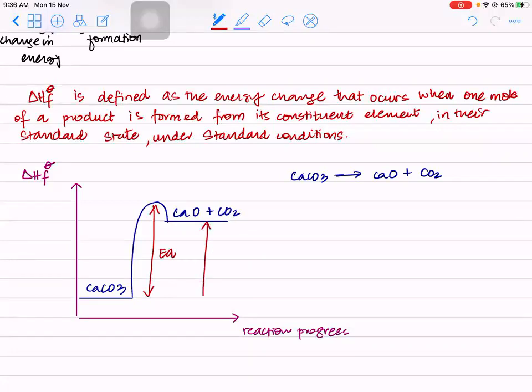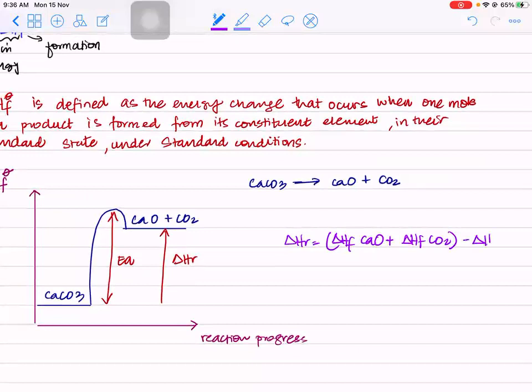And this right here would be the delta HR. And can I say the delta HR would be formation of calcium oxide plus formation of carbon dioxide minus the formation of calcium carbonate. Clear? Formation of product minus formation of reactant.